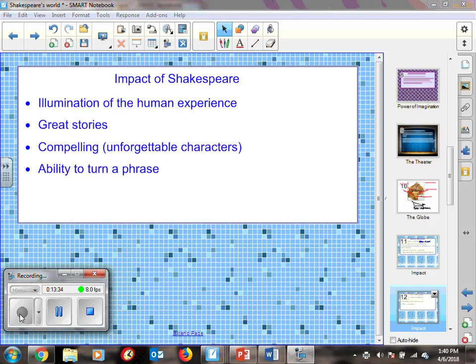The last little bit is that he illuminated the human experience. In other words, what some of these people went through in the 1400s, we go through today. Okay? Romeo and Juliet are called the star-crossed lovers. Well, we have star-crossed lovers today as well. Families that fight. Parents that don't listen to their children. Children that don't listen to their parents. He deals with universal themes. And he makes these characters and these stories come alive. And he just had a natural ability to turn a phrase.